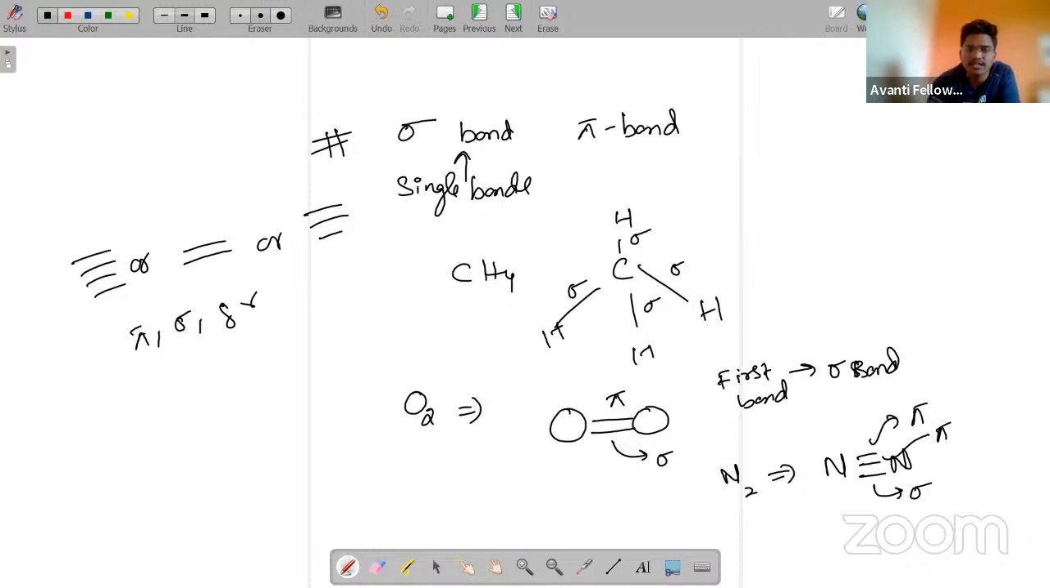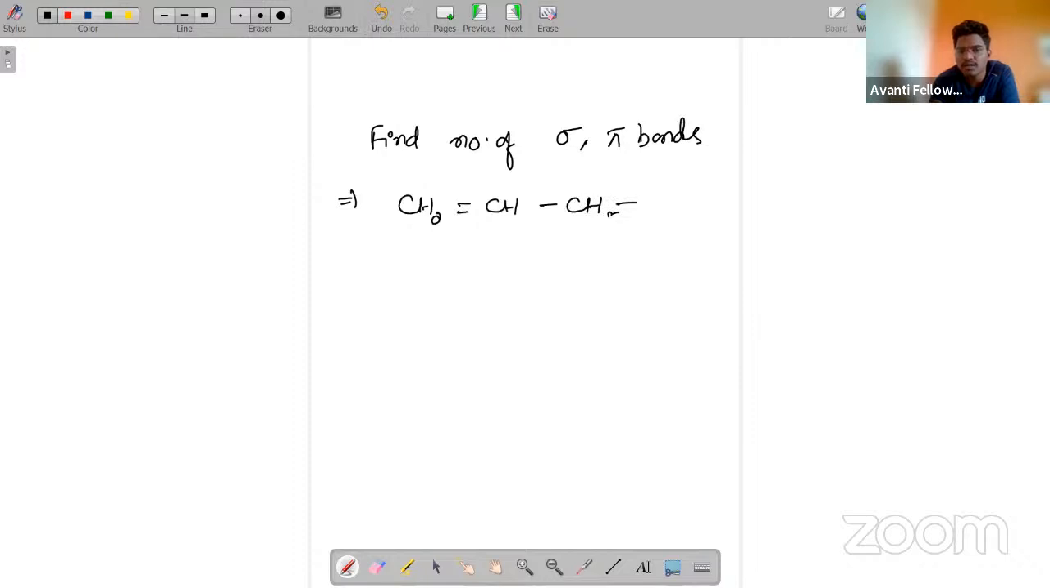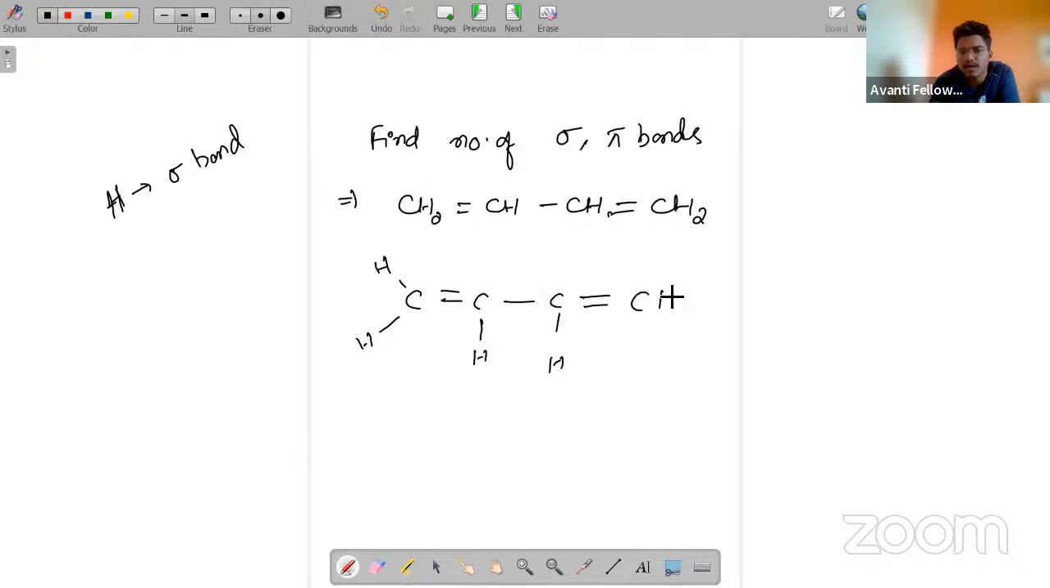Now let's have a practice. Find the number of sigma and pi bonds. Let's suppose I'm writing here CH2 double bond CH, single bond, CH double bond CH2. Always remember, hydrogen always forms what type of bond? Sigma bond. Now you can see this carbon has 2 hydrogens, then a double bond, carbon with one hydrogen, carbon with one hydrogen, double bond, and CH2.